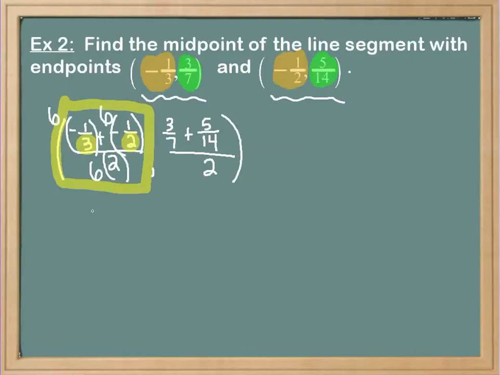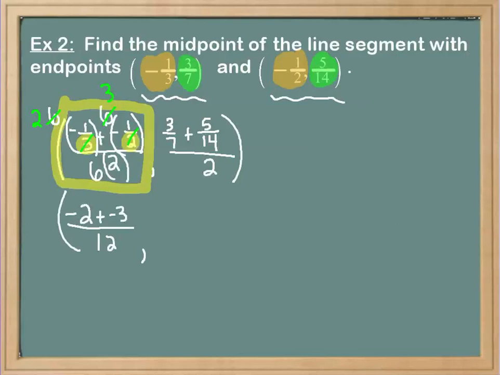So now we should be pretty good at this. When I clear, the 3 goes into 6 2 times. 2 times -1 is -2. 2 goes into 6 3 times. 3 times -1 is -3. On the bottom, 6 times 2 is 12. That's a little nicer looking.